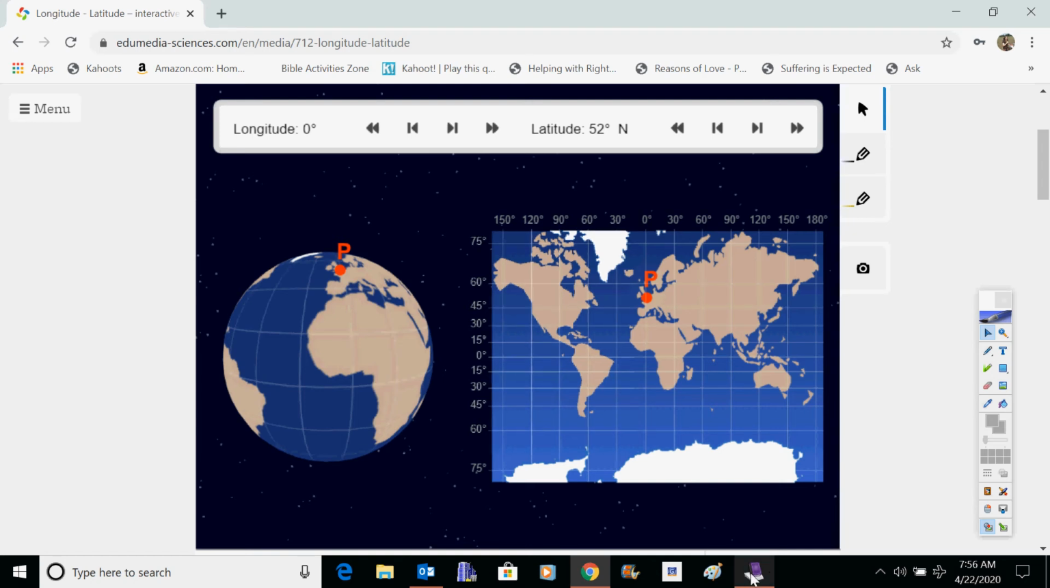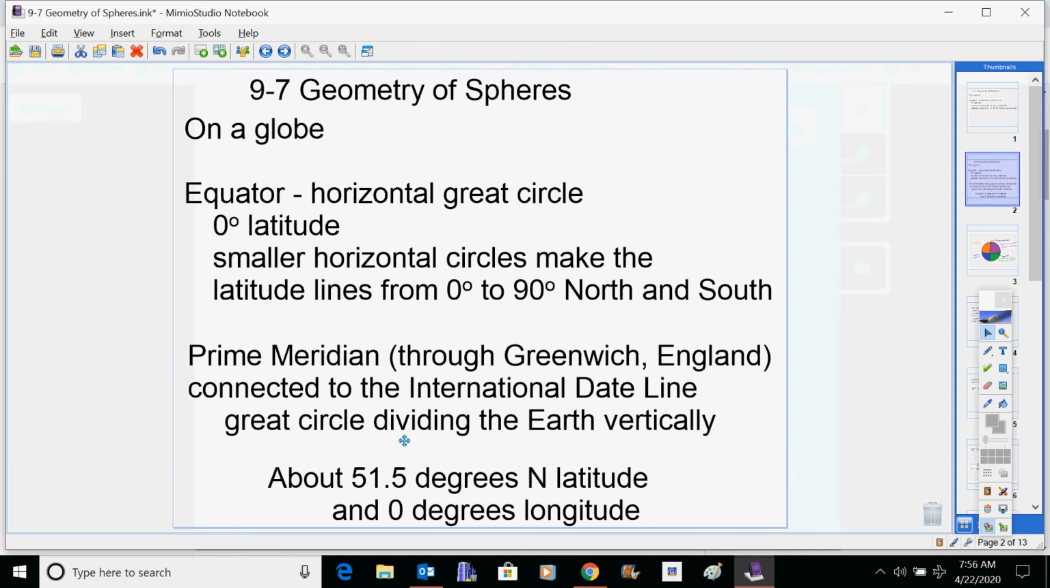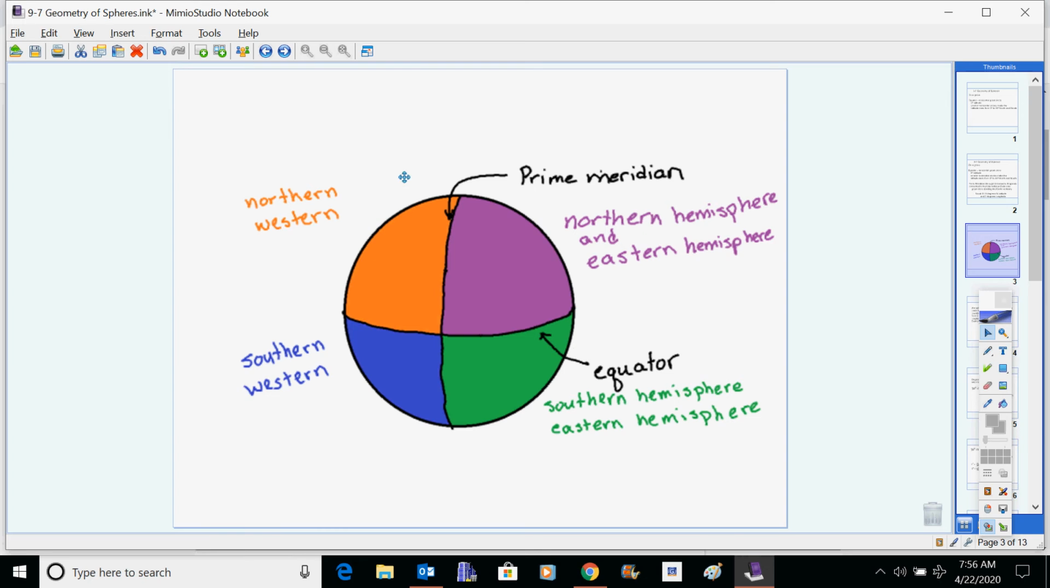I haven't really taught you anything as far as calculating yet, but you needed to understand all that before we could calculate. Our Earth is divided up by the prime meridian and the equator, and those are our main dividers. They divide it into hemispheres. We have a northern hemisphere and we have a southern hemisphere.